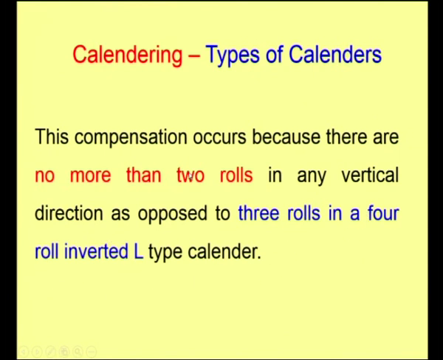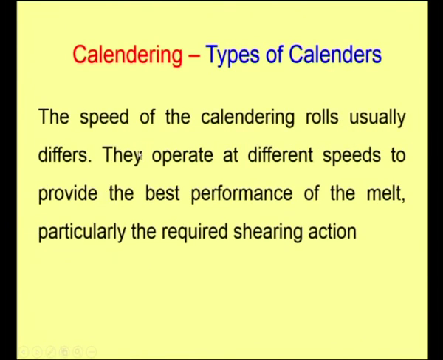In a given place, you have only 2 rolls in the vertical direction, whereas in an I type or an L type you have 3 rolls in the vertical direction. So, therefore, in such rolls the compensation is required, whereas in the Z calendar that is not required. Now, the speed of the calendaring rolls usually differs.